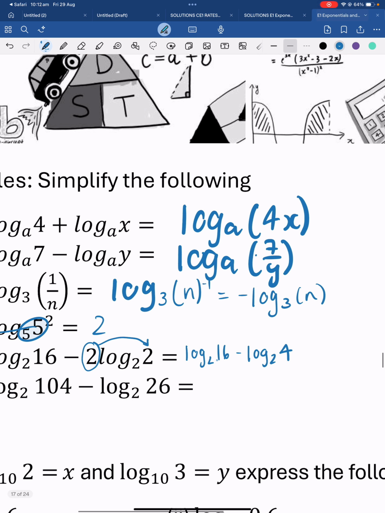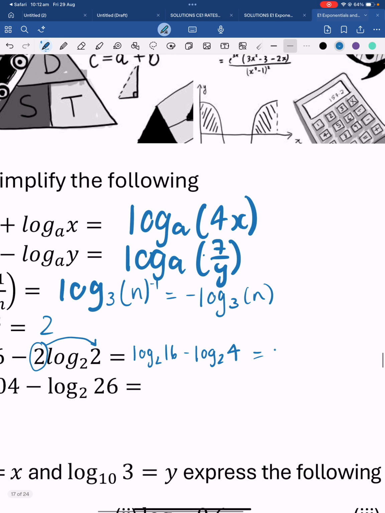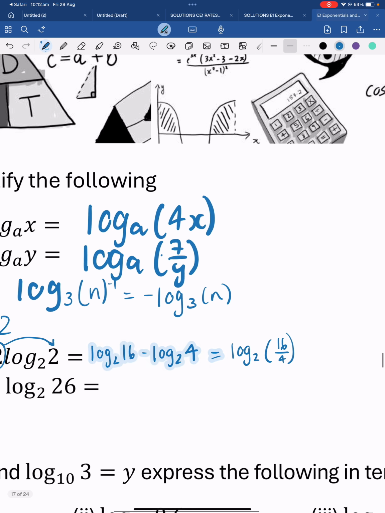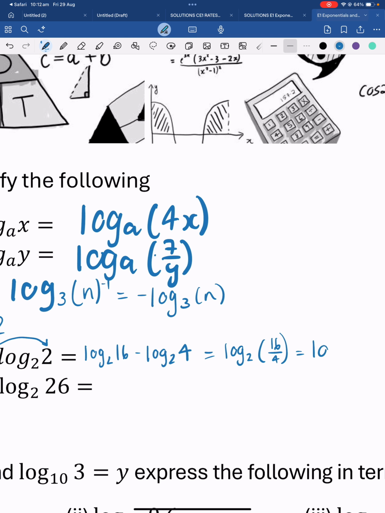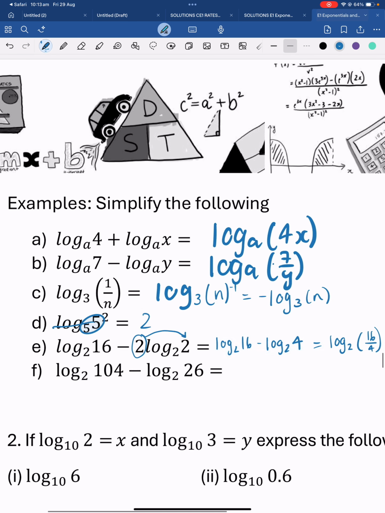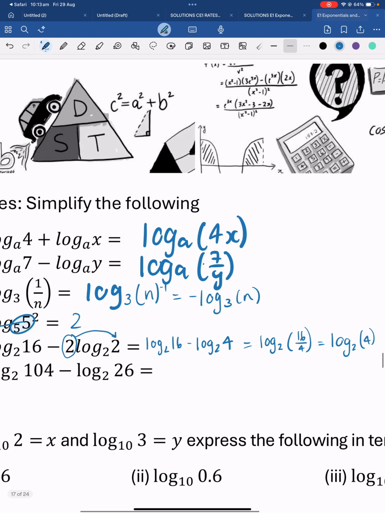Now I've got them both just in a log form without any numbers around it. I use my log law. Well, that's the same thing as dividing. So log 2 of 16 over 4, and 16 divided by 4 is 4. So log 2 of 16 minus 2 log 2 of 2 is equivalent to log 2 of 4.